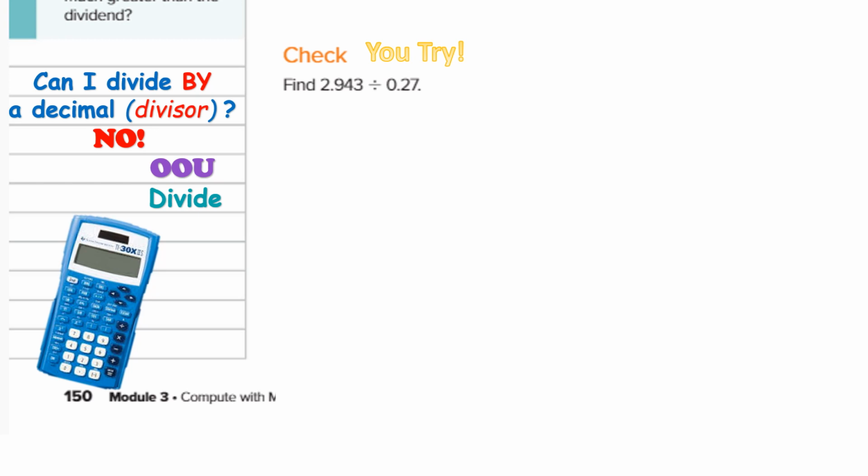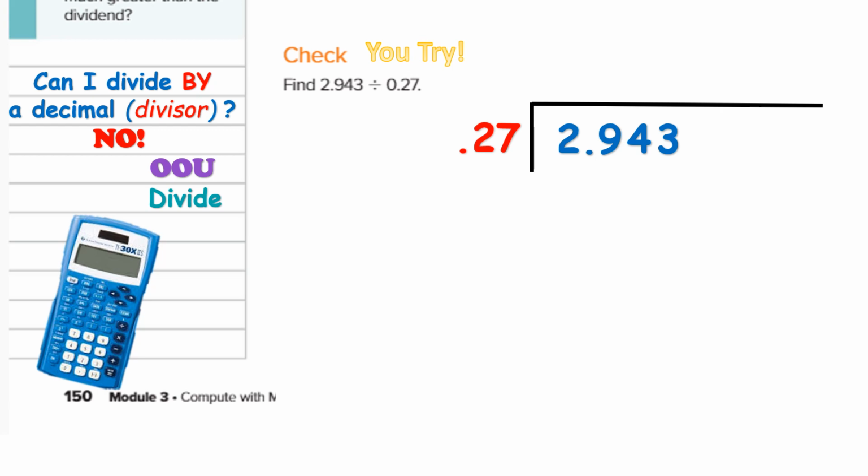All right, so hopefully you set it up with the first number inside your box, 2.943, so 2 and 943 thousandths, divided by the 27 hundredths on the outside. That's my divisor. And you ask yourself, can I divide by a decimal? That answer is no. So you knew you had to move the decimal before you could divide. You had to move it 2 times on the outside, therefore you had to move it 2 times on the inside, and then you raised it straight up so you don't forget it in your answer.